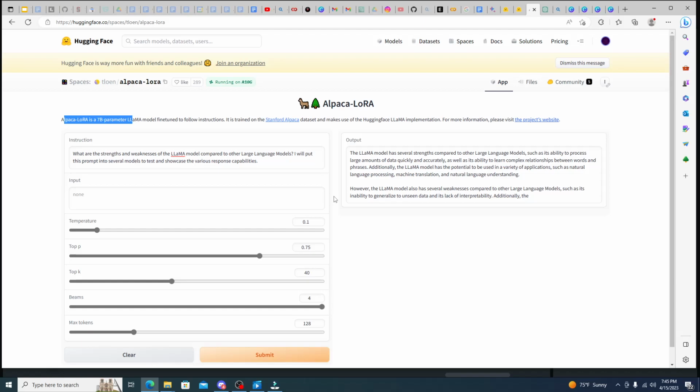Additionally, the Llama model has the potential to be used in a variety of applications, such as natural language processing, machine translation, and natural language understanding. However, the Llama model has several weaknesses compared to other large language models, such as its inability to generalize to unseen data and its lack of interpretability.